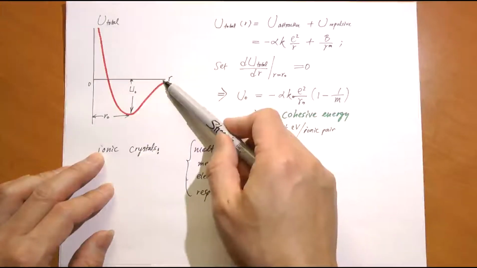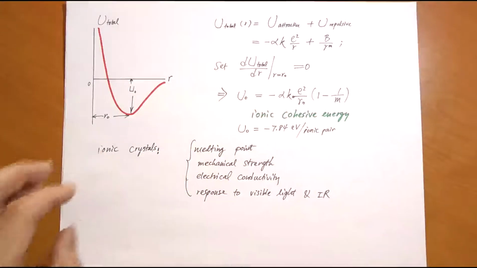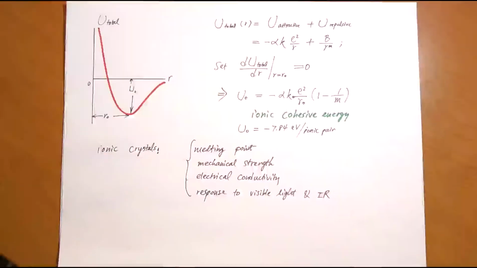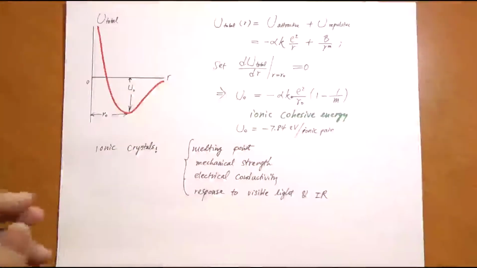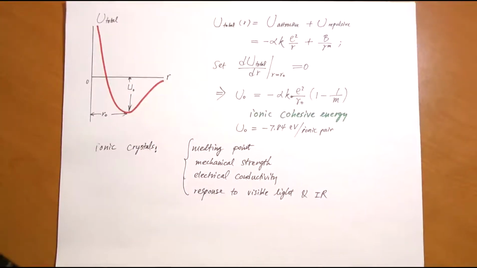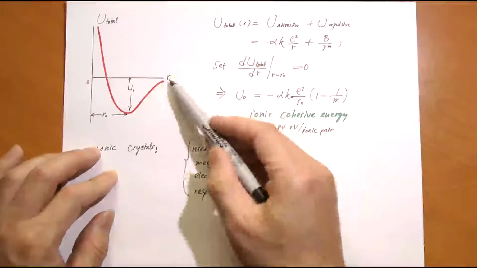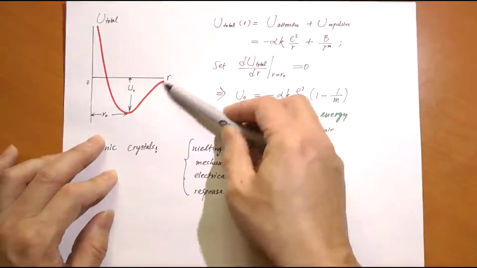It's a function of r. What's r? R is again the distance between the two nearest neighbor ions. It's the distance between this guy and that guy. That's r. And so as r changes, U total first goes down and then goes up.